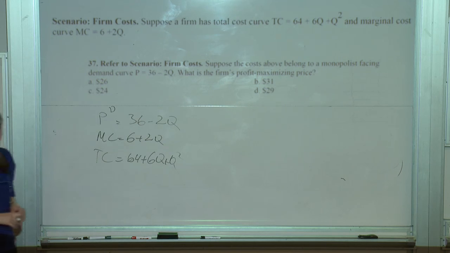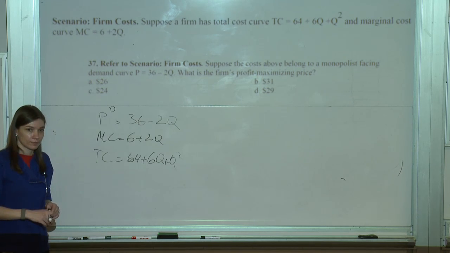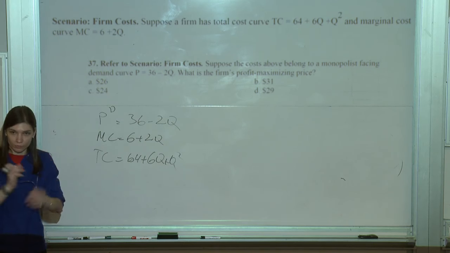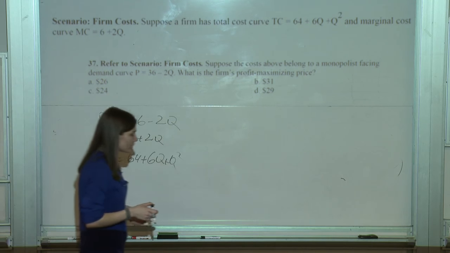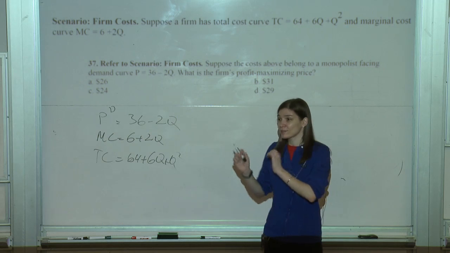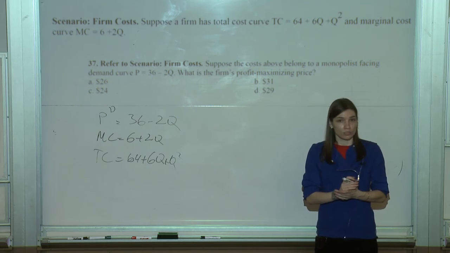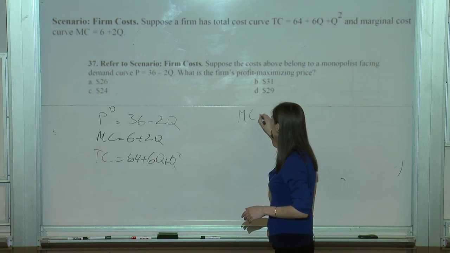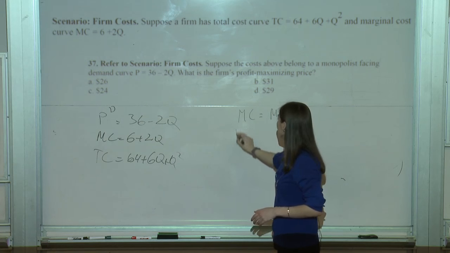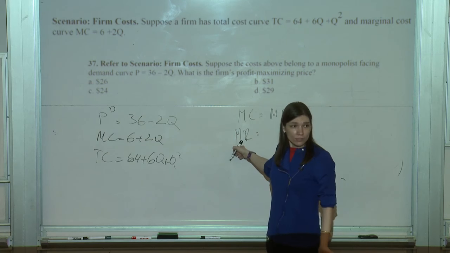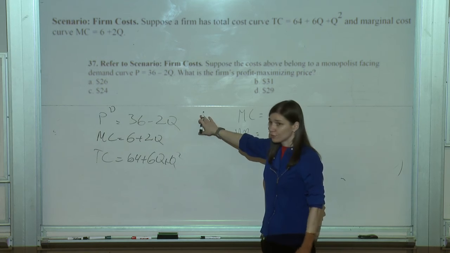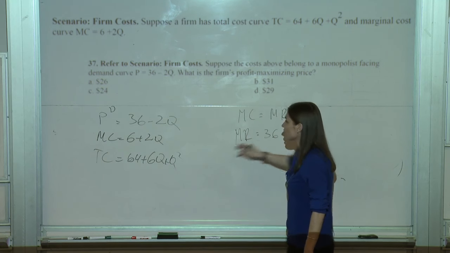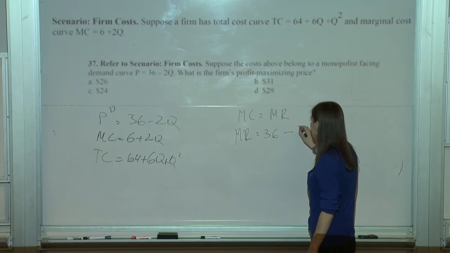You said marginal cost equal to 36 minus 4q. Exactly. The quantity that maximizes profit is found at the intersection of marginal cost and marginal revenue. I've solved this problem like that before. So I need to find the quantity that will make marginal cost equal to marginal revenue, for which I need to find marginal revenue first, right? I have the demand curve. This is monopoly, so marginal revenue is going to have the same intercept of 36, but twice the slope. So marginal revenue is going to be 36 minus 4q.